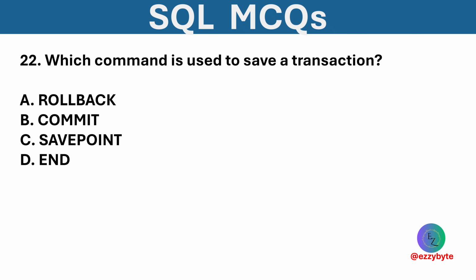Which command is used to save a transaction? Options are rollback, commit, save point, and end. Option B is correct. Commit permanently saves all changes made in a transaction.